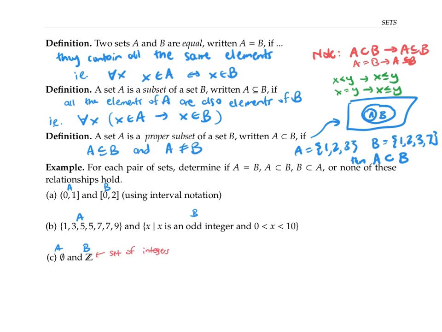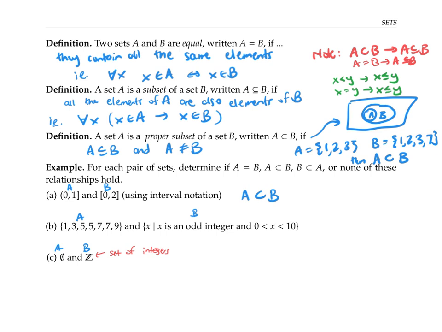The first example, for these intervals using interval notation: A is a proper subset of B. Every number that's in this interval is also in this interval, but there are some things in this interval that are not in this interval, so the two sets aren't equal.